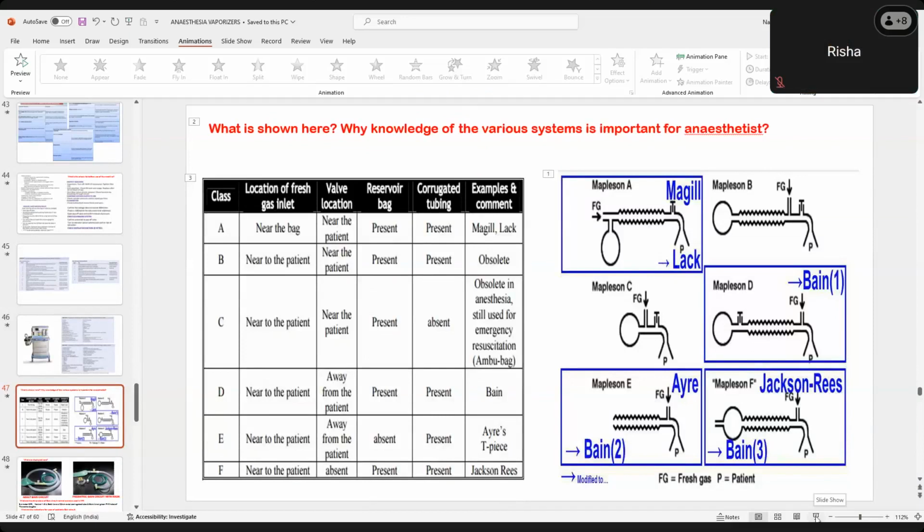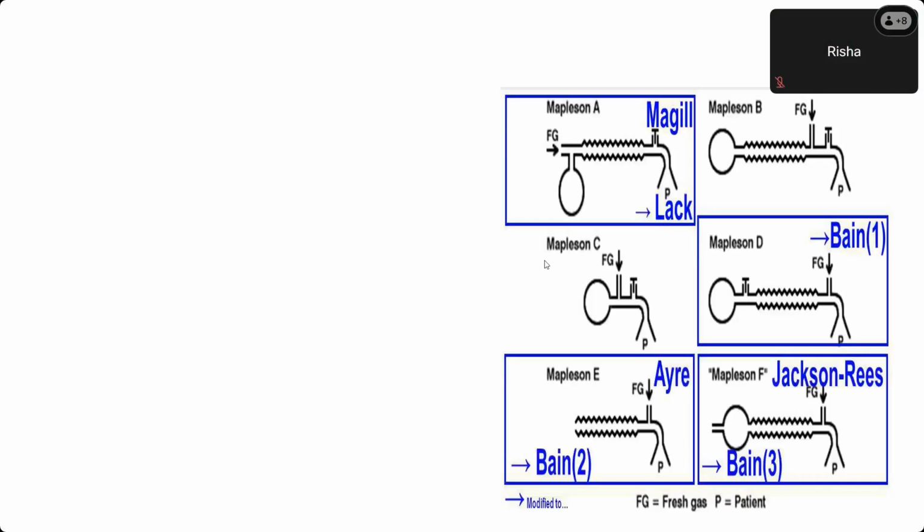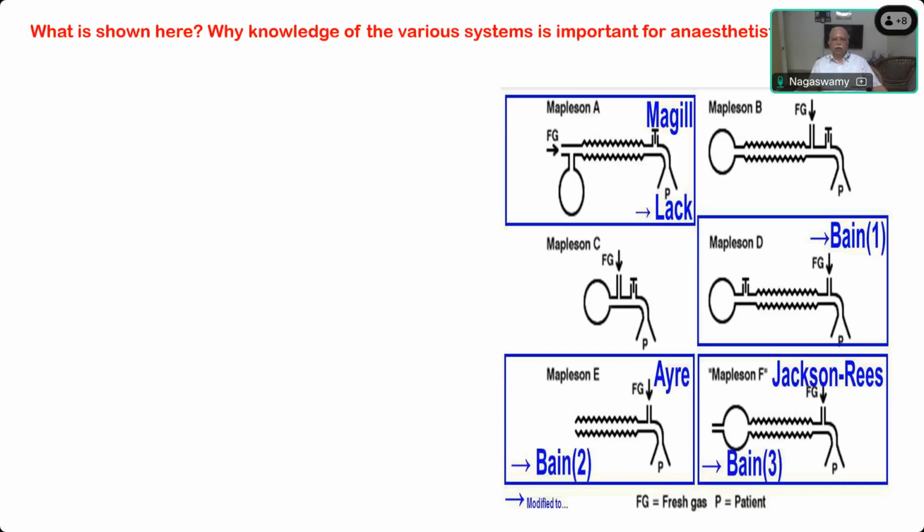So, you are seeing some pictures here. Can you identify what is being shown here? What is shown here, and why is knowledge of the various systems important for the anesthesiologist? Pictures shown are Mapleson's breathing circuits, sir.